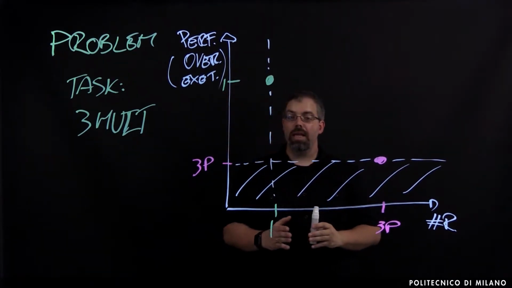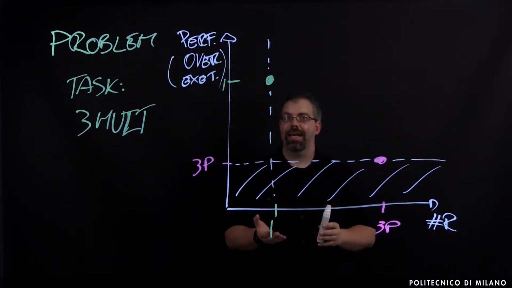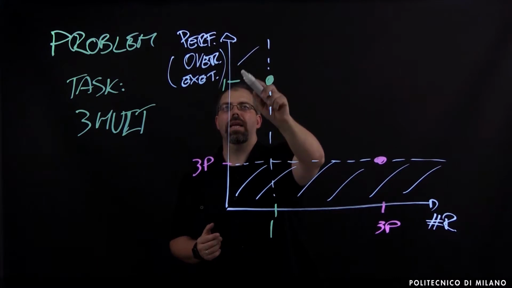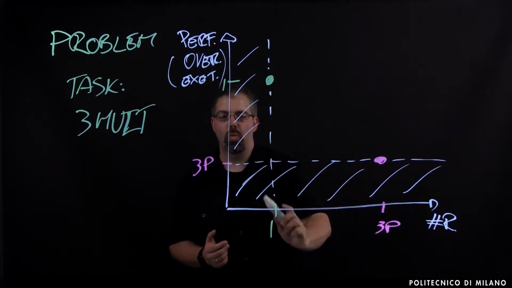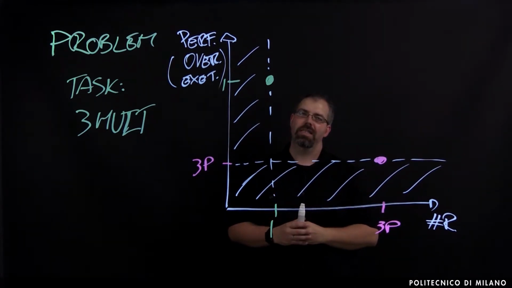Can we use less than this amount of resources? And the answer is again, no. We cannot use less of one multiplication because otherwise we won't be able to implement our design.